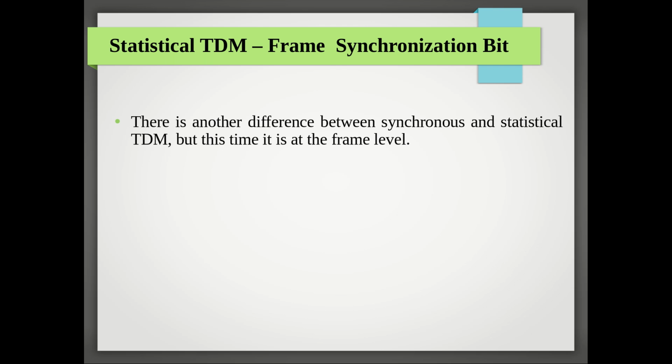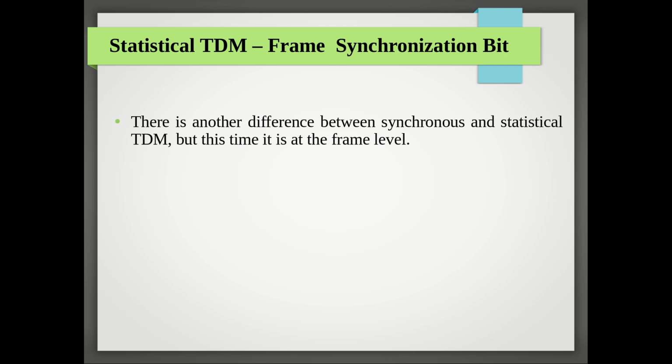If you look at the slot level, per slot only data is contained in synchronous TDM. In statistical TDM, per slot we have data and address. That is a kind of overhead. But if you look at the frame as a whole, we have a frame overhead in the case of synchronous TDM, because per frame we have to identify the beginning of the frame by some special synchronization pattern.